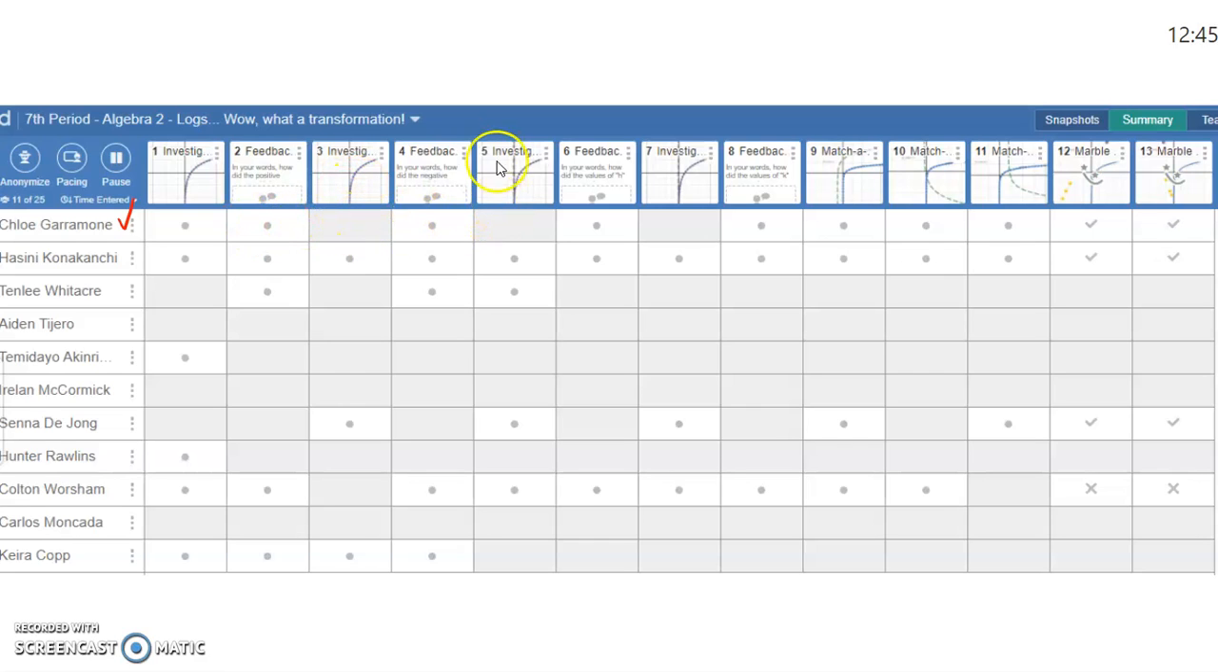I don't know why it doesn't put a dot here. Those are the graphs, and just check back. But you got check, check. You're ready to go on to today's activity. Hasni, same thing. You're ready to go.